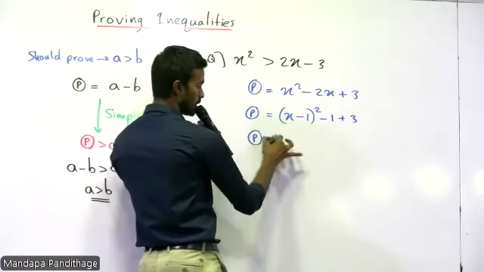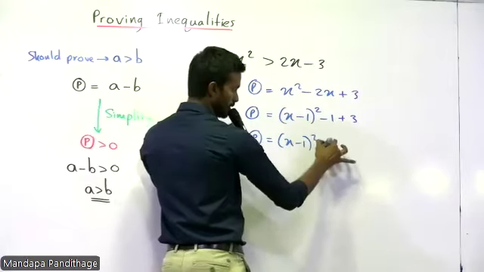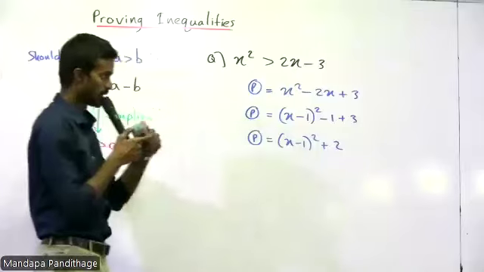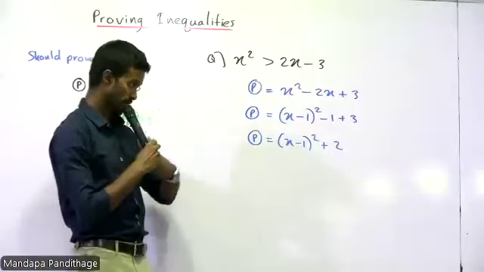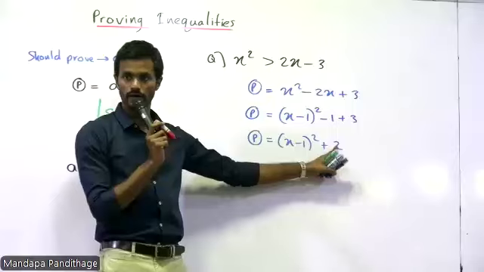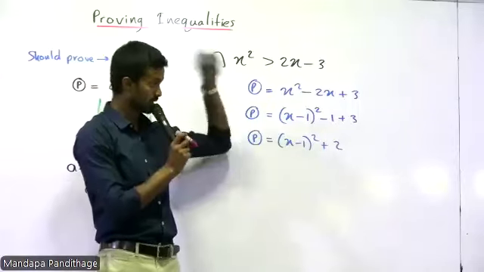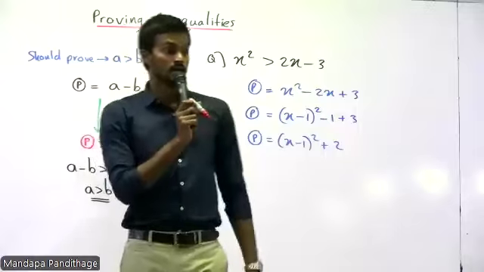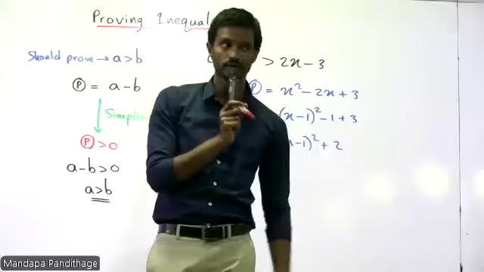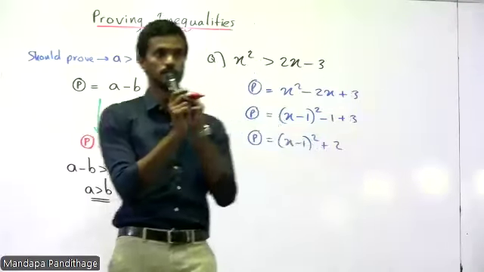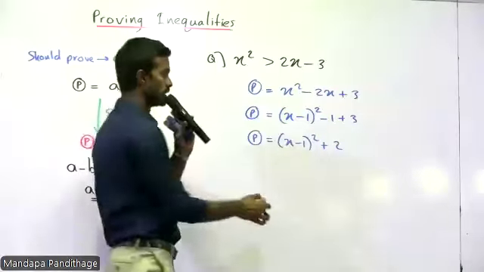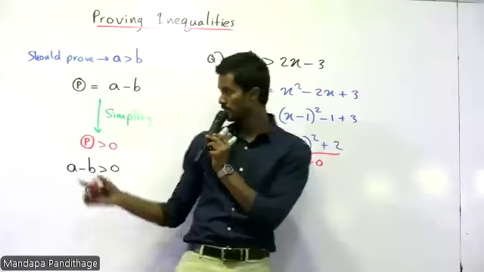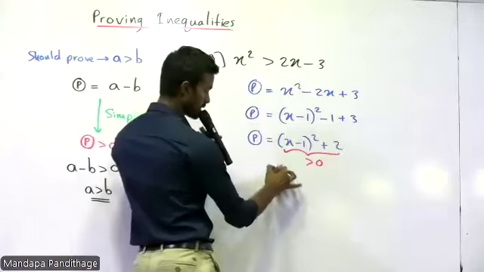Now look, I have come up to a stage that P is x minus 1 squared plus 2. So I told you, when it is a square plus something, for sure, what can you say? Is this greater or equal? No, this is greater than 0. For sure, when it is a square plus something, you can say that this is greater than 0. So I told you, you need to simplify this and come up to a stage that you can clearly say P is greater than 0.